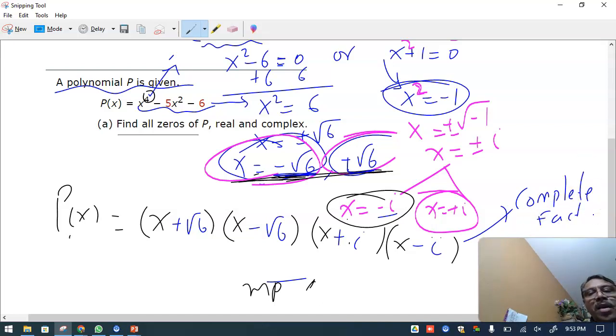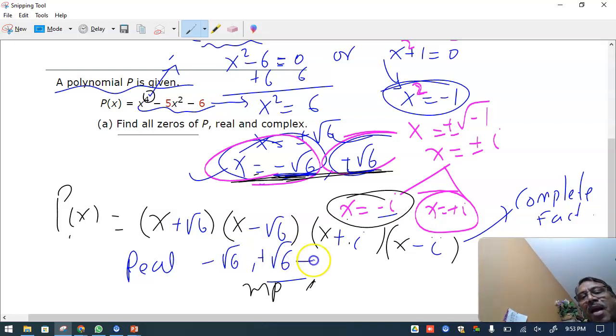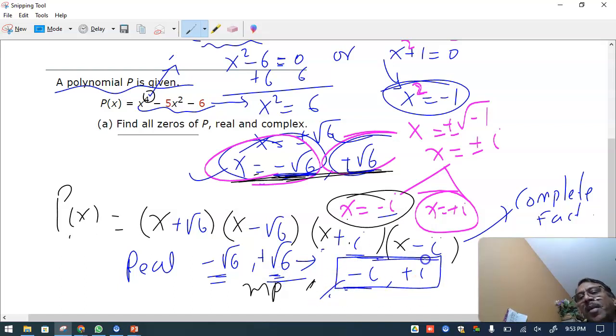So what are the zeros? So we know the zeros, and which are the two real zeros? So the two real zeros will be this one and plus root 6. Of course, these are also complex. And they say, what are the two complex zeros? So we say, okay, minus i and plus i. These real zeros are also complex actually, but then they want to know which are the actual complex zeros. Okay, so I hope that takes care.